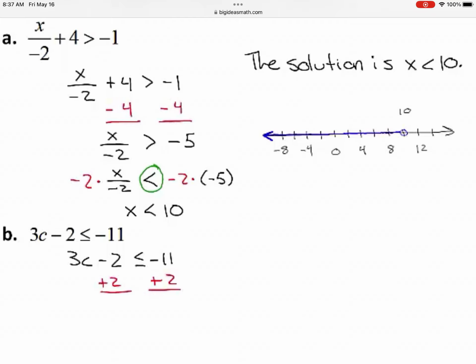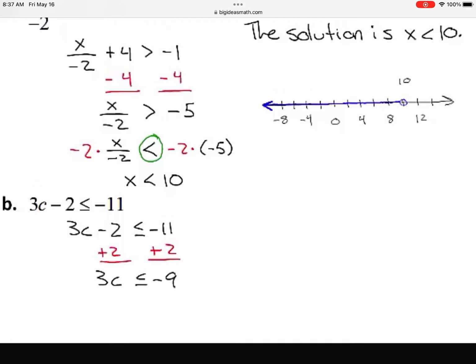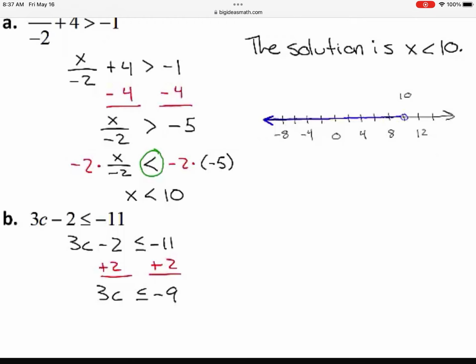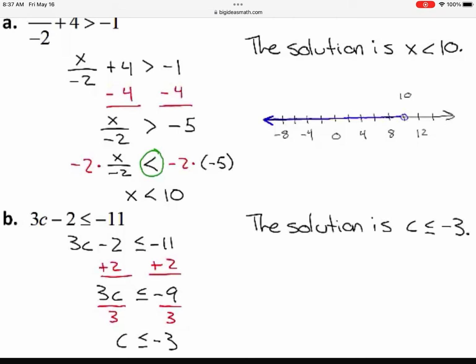Because negative 2 plus 2 is 0 and negative 11 plus 2 is negative 9, 3c is less than or equal to negative 9. Next, use the division property of inequality. Divide each side of the inequality by 3. 3c divided by 3 is less than or equal to negative 9 divided by 3. Because 3 divided by 3 is 1 and negative 9 divided by 3 is negative 3, c is less than or equal to negative 3. So the solution is c less than or equal to negative 3.